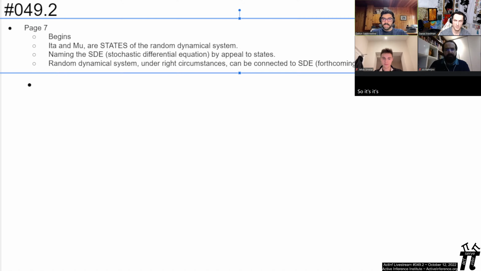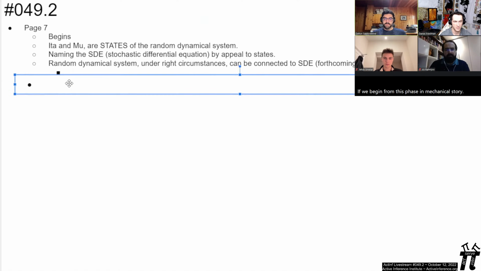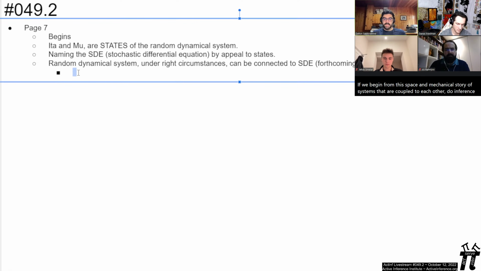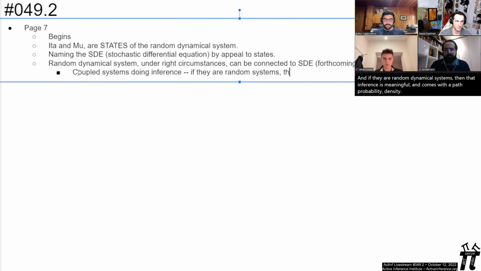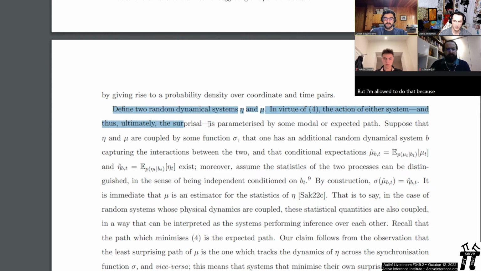So it's continuing along these lines and saying, okay, if we begin from this Bayesian mechanical story of systems that are coupled to each other and do inference, and if they are random dynamical systems, then that inference is meaningful and comes with a path probability density and all this. That's in greater detail in this forthcoming paper. So anyway, those are kind of technical remarks, but just keep in mind in that first sentence, there's a bit more going on there, but I'm allowed to do that because it all works out anyway.